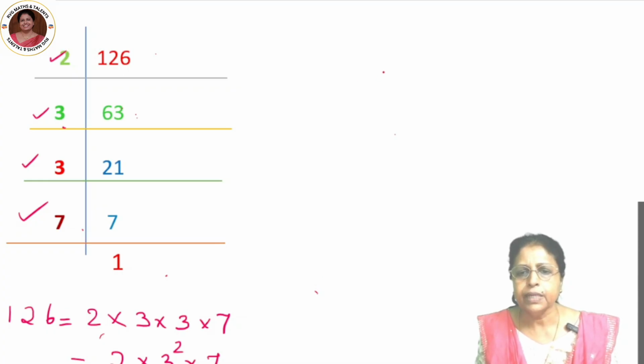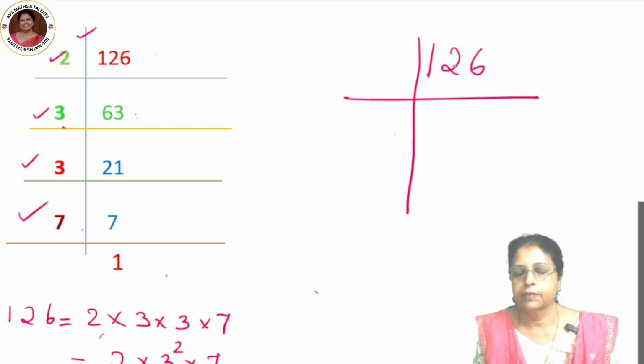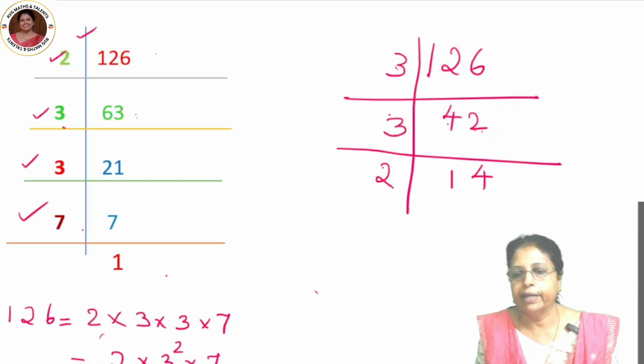Here we started with 2. We can do it in another order also. 126 can be divided by 3. 3 4s are 12, 3 2s are 6. 42 can be divided again, since 4 plus 2 is 6. 6 can be divided by 3. So again we divide it by 3, then 14. So we can divide it by 2. Then we will get 7.